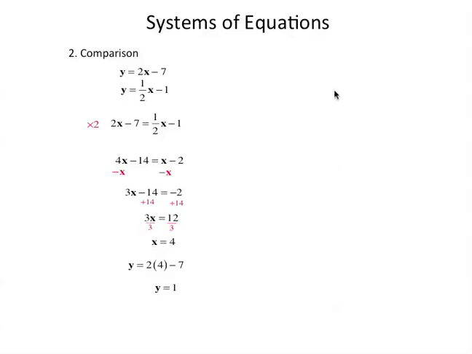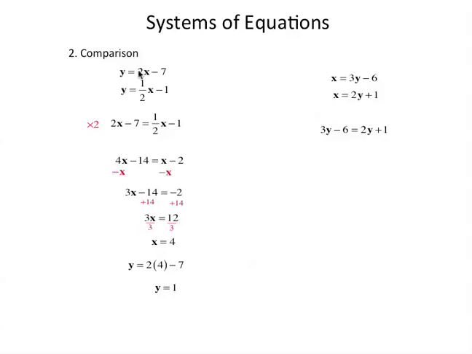Let's try another example. Here we have x is equal to 3y minus 6, and x is equal to 2y plus 1. In this case, we've isolated the x's. So that means that 3y minus 6 is equal to 2y plus 1. And by the way, when you draw these as lines, at one point they actually coincide, right?